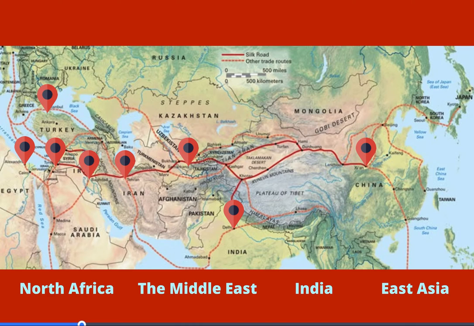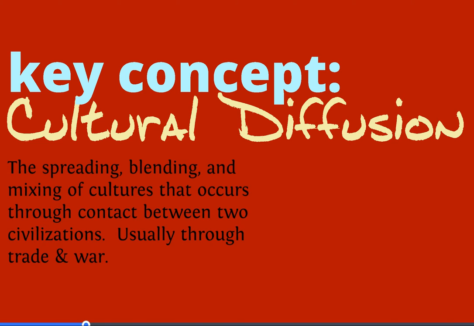So that means the focus of today and tomorrow is East Asia on the Silk Roads, and in particular, China. Before we start getting into China, a few concepts that we're going to be talking about a lot throughout this unit that we should review. The first one is cultural diffusion. This is a word we talk about a lot in world history, and we've defined it before, but here's a review: the spreading, blending, and mixing of cultures that occurs through contact between two civilizations, usually through trade or war.